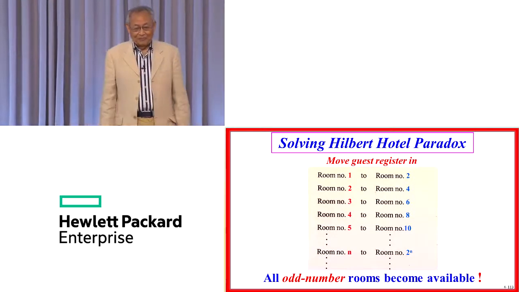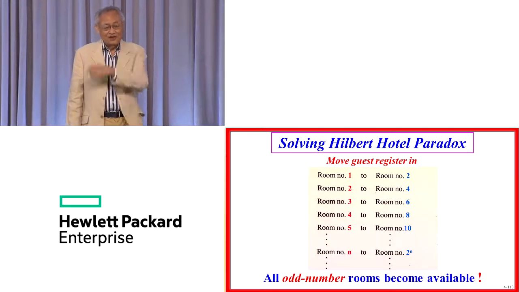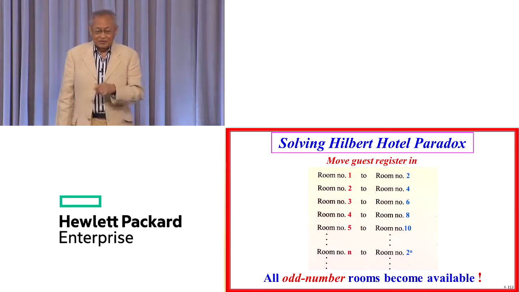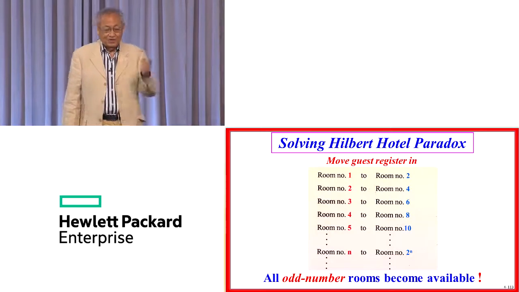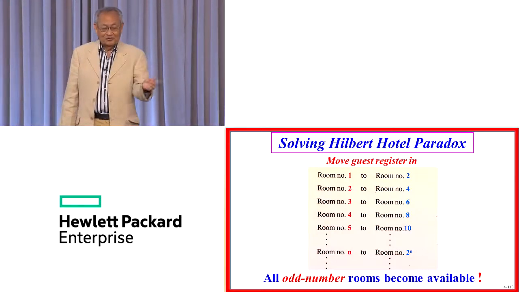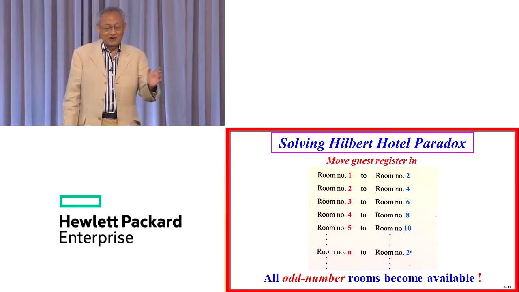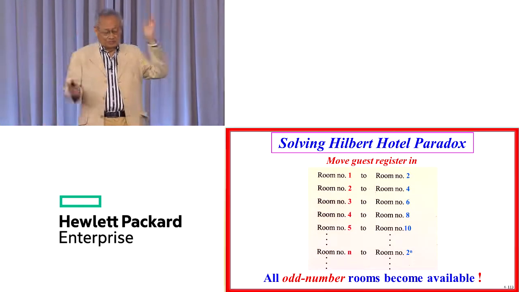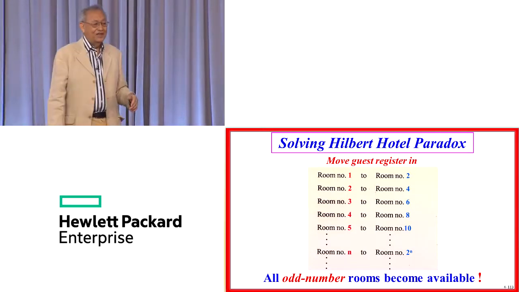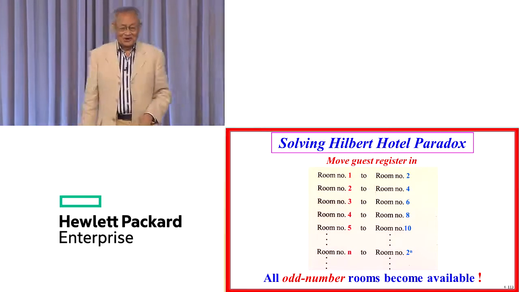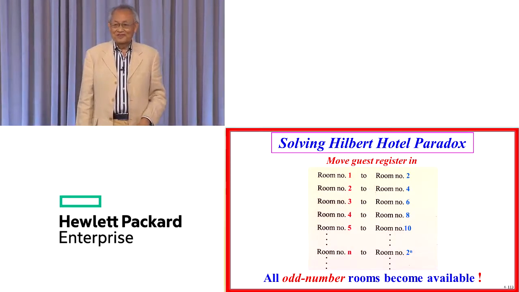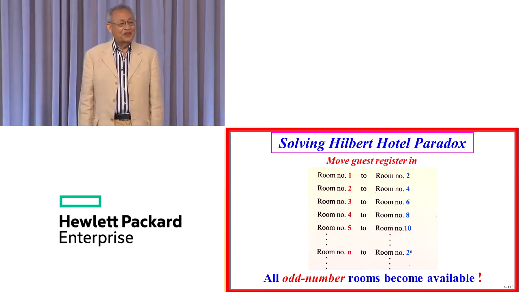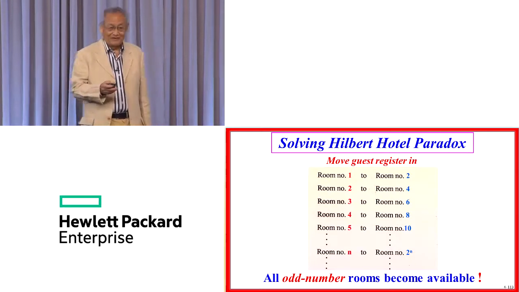The answer is very simple. The manner is simply to move the guests that are registered. Those that stay originally in room 1 move to room 2. Those in room 2 go to room 4, 3 to 6, 4 to 8. So eventually he got all the guests properly registered, and then all the odd-numbered rooms are now available for the next guest. That's the answer, okay?